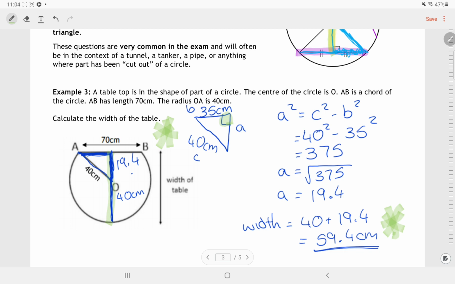Okay, there is one more example of this in the past paper question of your notes as well, so we will see another variation of this later on.